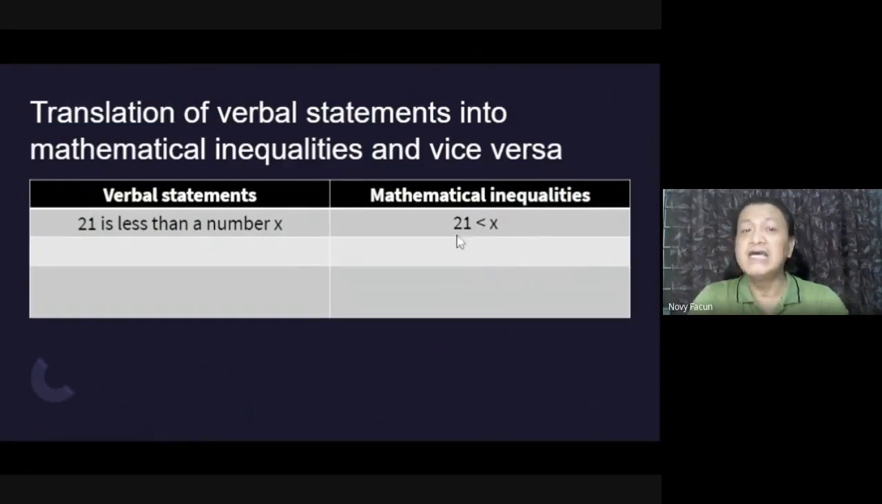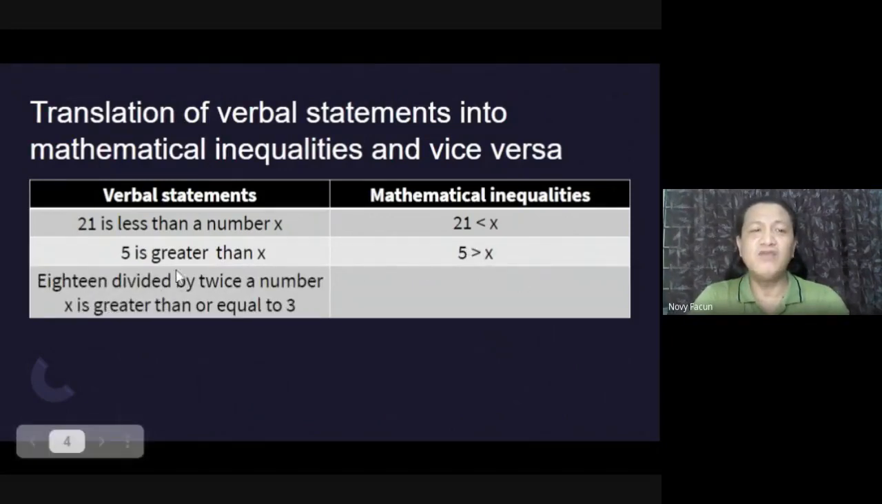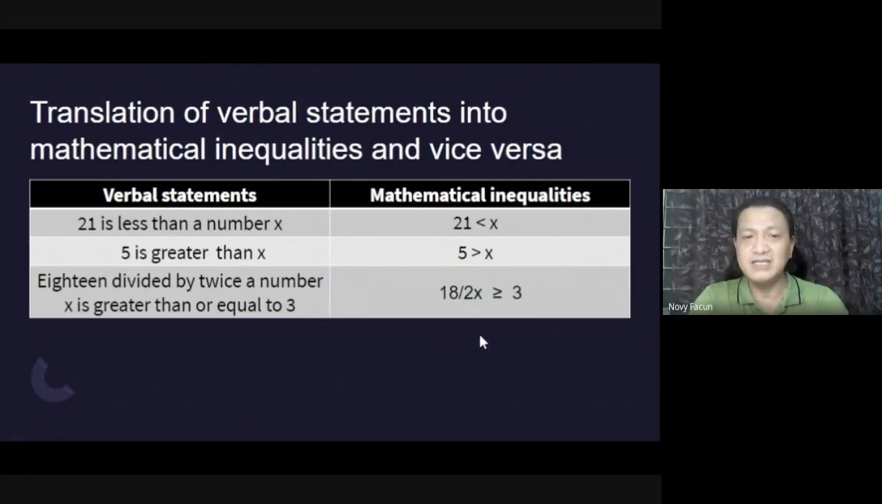Take note of the inequality symbol. Next, we have 5 is greater than x. The words greater than, that is the symbol. 5 is greater than x. Next, we have 18 divided by twice a number x is greater than or equal to 3. So take note of the words greater than or equal to, meaning to say the symbol is 18 divided by 2x is greater than or equal to 3.